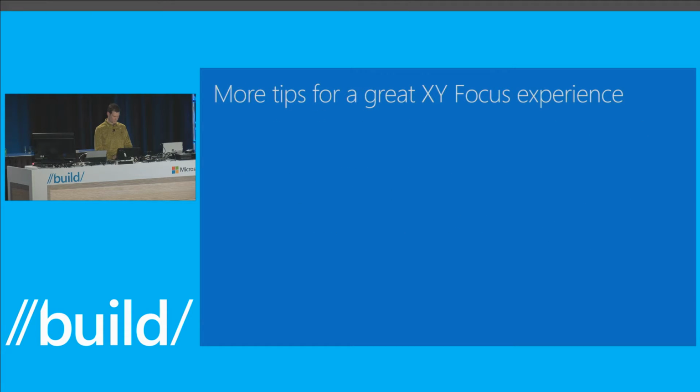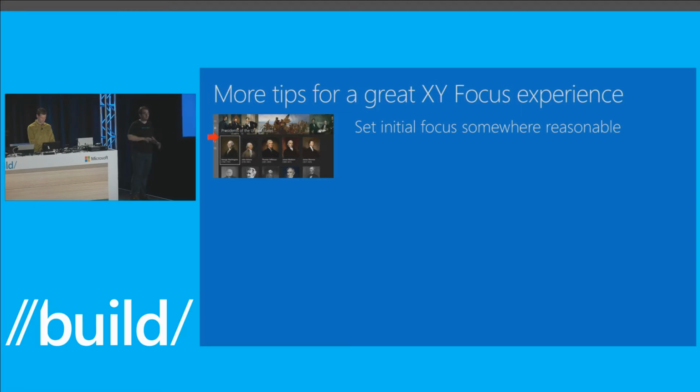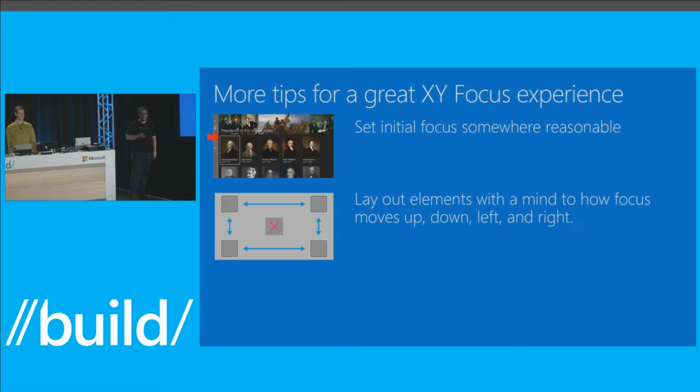Some more tips for XY focus experience and optimizing it. Set initial focus somewhere reasonable. It's amazing how many apps forget to do this. We generally recommend the upper left for left to right languages, upper right for right to left languages. If you have UI where something is really secondary, put it on something primary. So in the President's app, for example, putting it right on George Washington, the first thing in the list view, makes more sense than putting it on the hamburger button in the navigation pane, because it's more likely where people want to start. So set initial focus somewhere reasonable in your app.